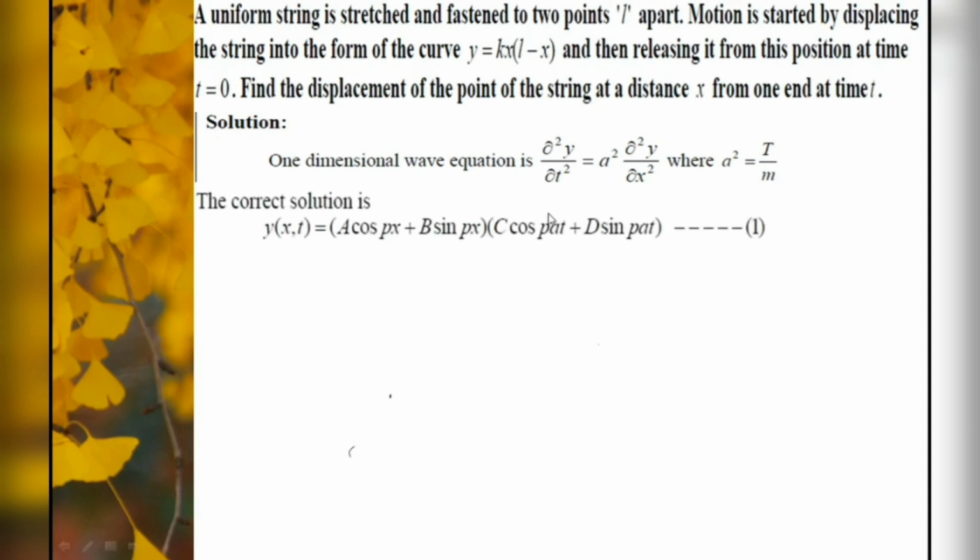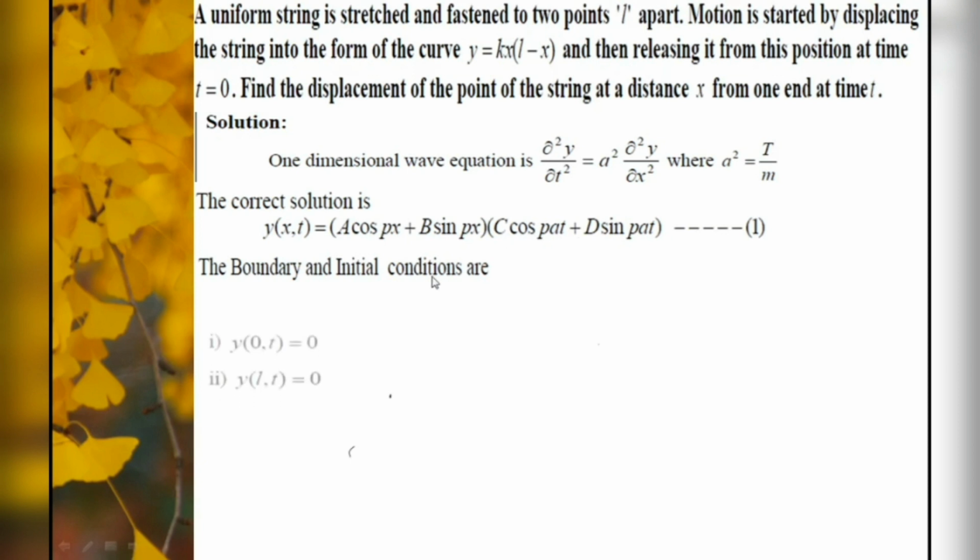Now, the correct solution for this equation is y of x comma t equal to (a cos px plus b sin px) into (c cos pat plus d sin pat). Actually, we will be getting 3 solutions for this wave equation, out of which we have to choose the solution which is periodic in terms of x and t, because the wave motion exhibits a transverse vibration and it is considered a periodic one. So we have to choose the solution in terms of x and t which is periodic.